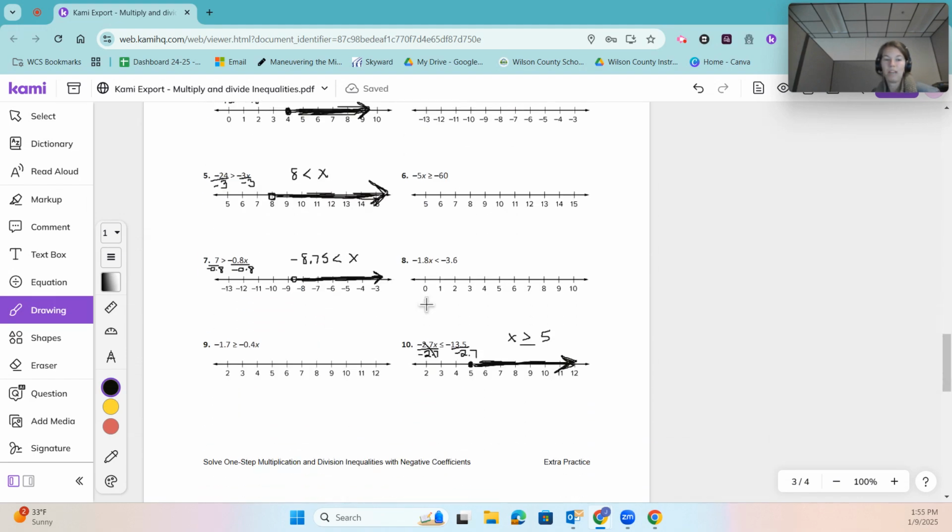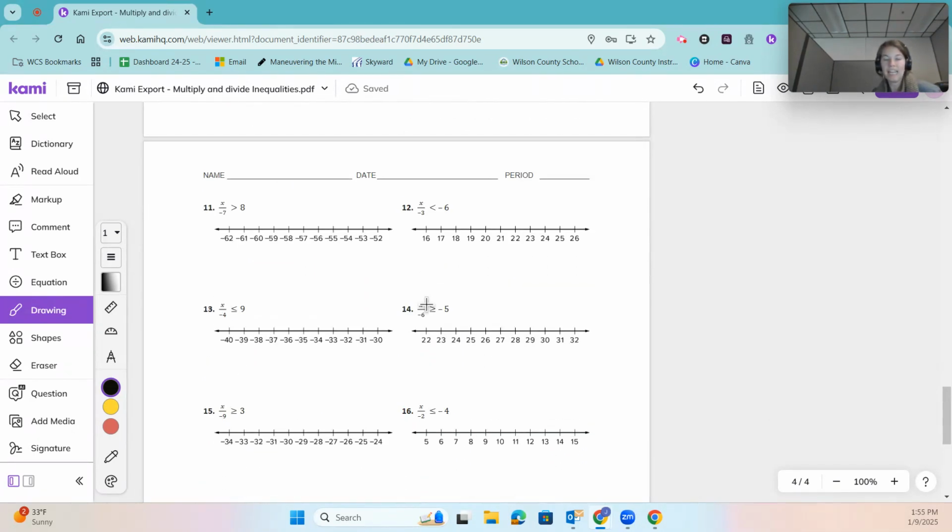Okay, now if you have a negative denominator, meaning you're going to need to multiply by a negative. So x divided by negative 7, I would have to multiply by negative 7. Okay, that is going to give you x is, and then you flip your sign, becomes less than negative 56. Okay, I do an open circle at negative 56, and x is less than that, so my arrow goes in that direction.